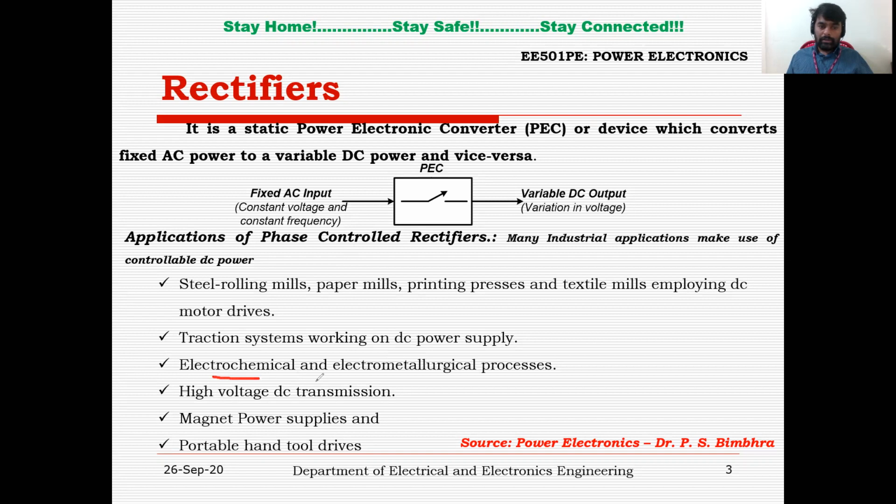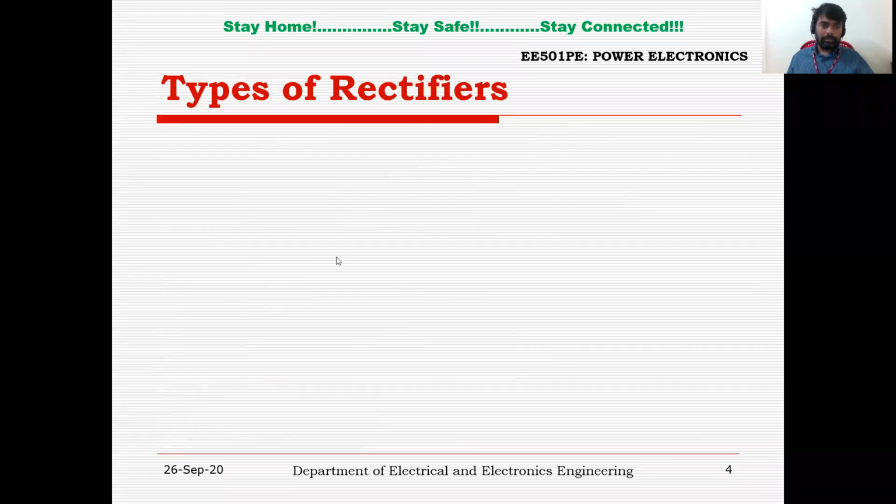Electrochemical and electromechanical processes also can use this AC to DC converter, as well as high voltage DC transmission. There you can also use magnet power supplies and portable hand tool devices. These are a few applications where you can use this phase control rectifier, right?